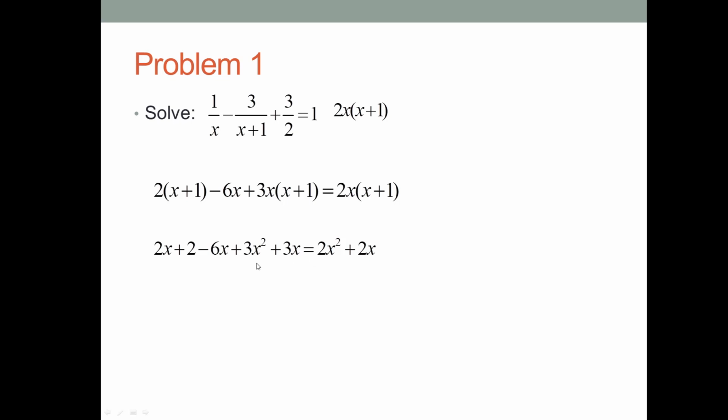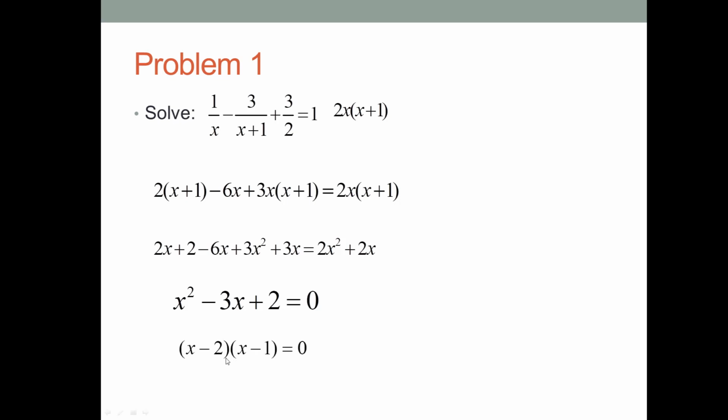The 3x squared over gives me x squared. The 2x and the 2x cancel, and then the 3x and the minus 6x is minus 3x. So what does that give me? We get x squared minus 3x plus 2 equals 0. It's a quadratic, so the first thing you want to do is factor it. Let's factor it into x minus 2 times x minus 1.